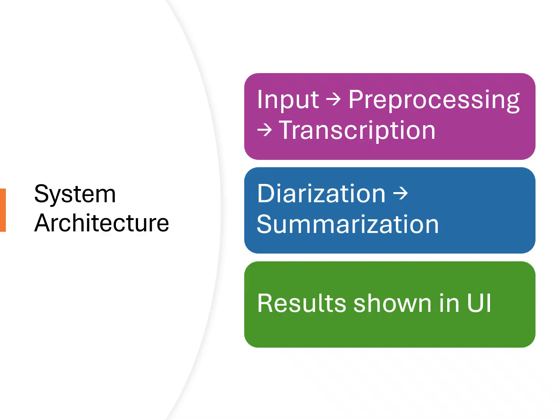After diarization, the transcript is processed by the summarization component, which uses AI to generate concise summaries highlighting the key information from the recording. Finally, the results are displayed in the user interface, where users can review transcripts, search content, and interact with the generated summaries. This architecture allows the system to efficiently transform raw audio into organized and useful information.